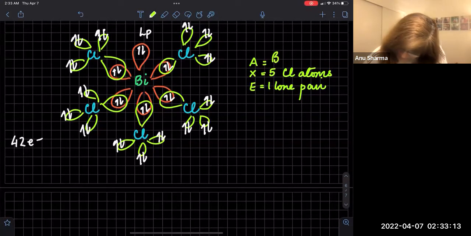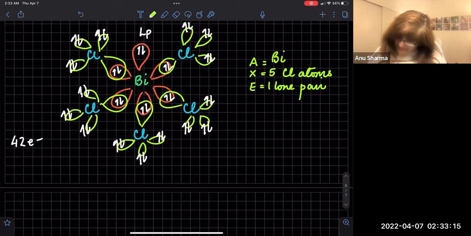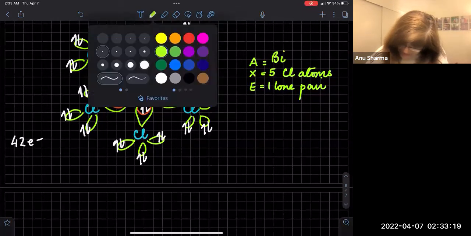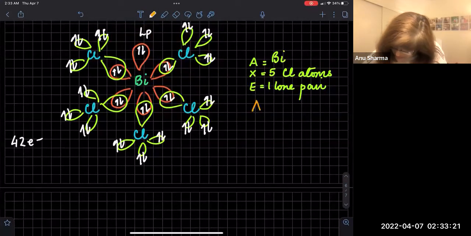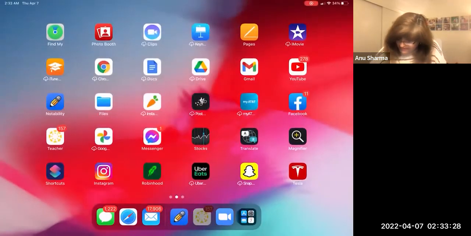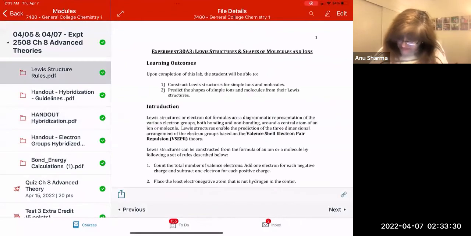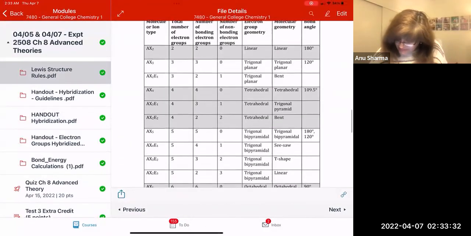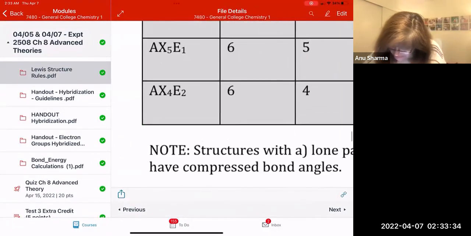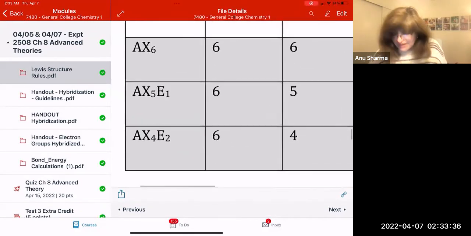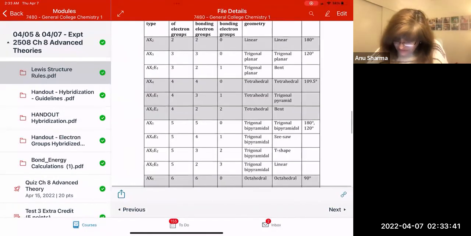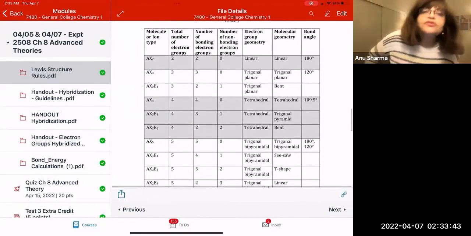bismuth, and that is just what it is. So it is AX5E1. So let's look at this now in this table. In this table, AX5E1 right here, AX5E1, and the total number of electron groups.